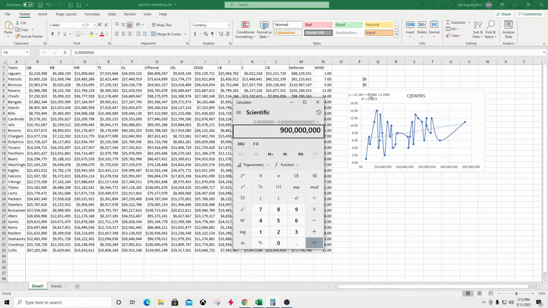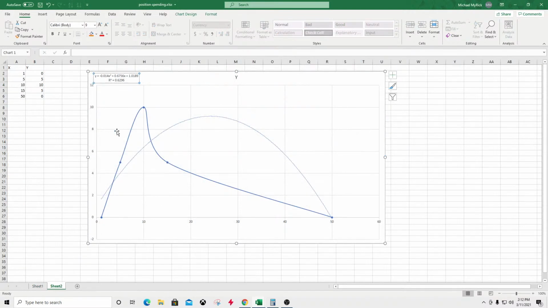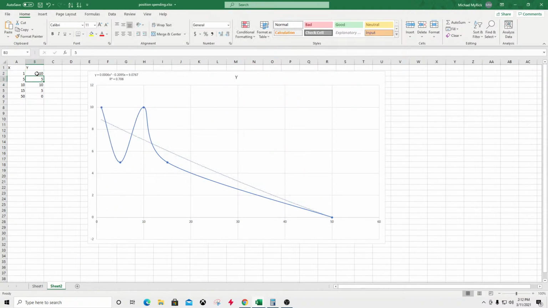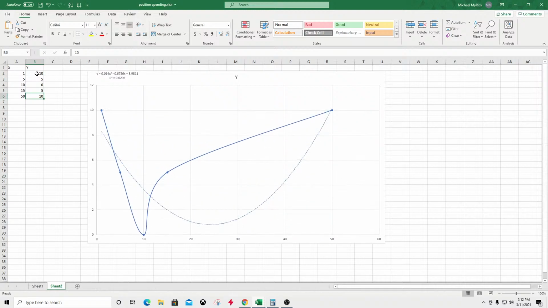But this is a bit wrong because of this reason. If we look here, we just got to look here. This is positive because it's not negative. And so this parabola looks like the one like this. So our parabola for the quarterbacks looks like this, which basically means you want to spend less at a certain point and more at a certain point.